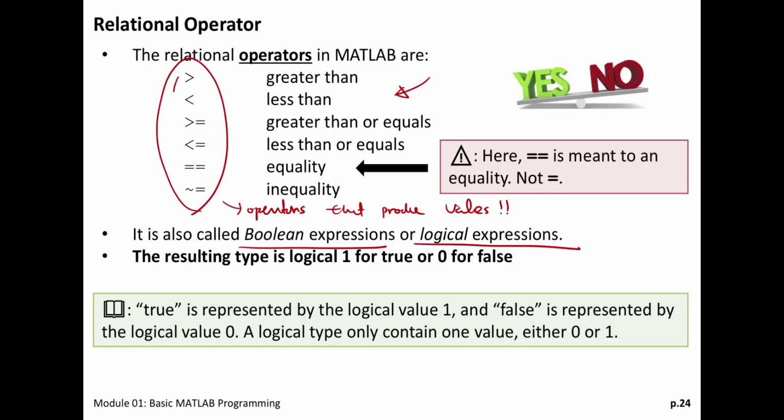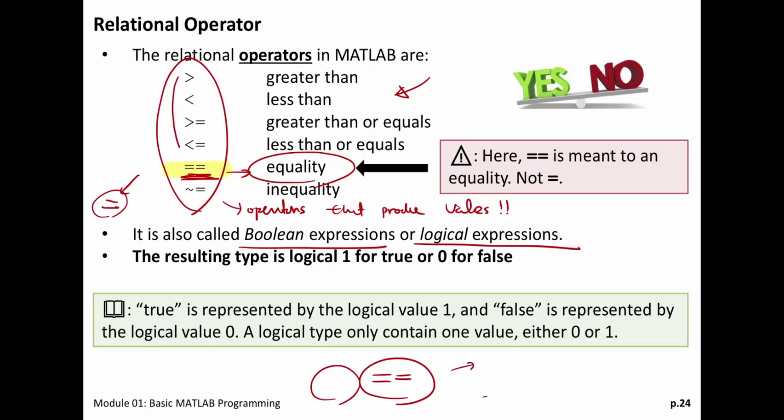So this also we are familiar with: greater than, less than, greater than or equal. But this one is the equality. Okay. This is not equality. This is just a symbol for the assignment statement. This is equality. This relational operator checks whether the value on the left hand side and right hand side are the same or not.